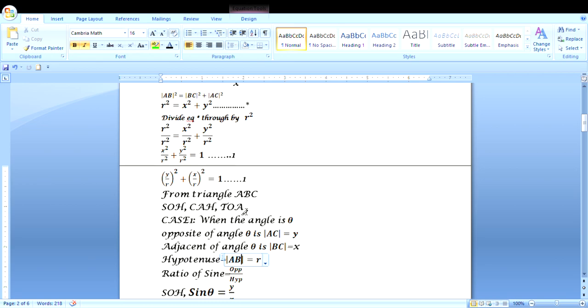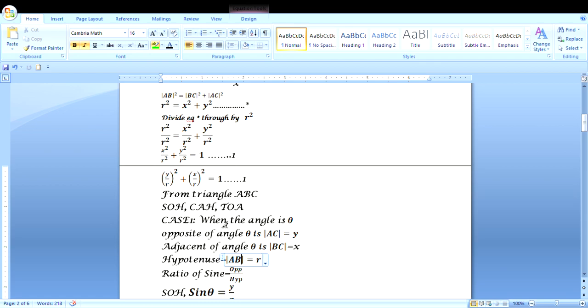Now from the triangle ABC, we are going to look at the ratio of sine, cosine, and tangent. So here we use the term SOHCAHTOA. The S here means sine, and the O is opposite, H is hypotenuse, and A is adjacent. That's all it is.